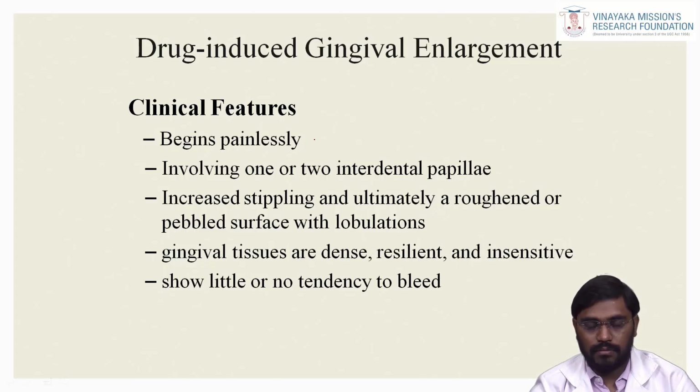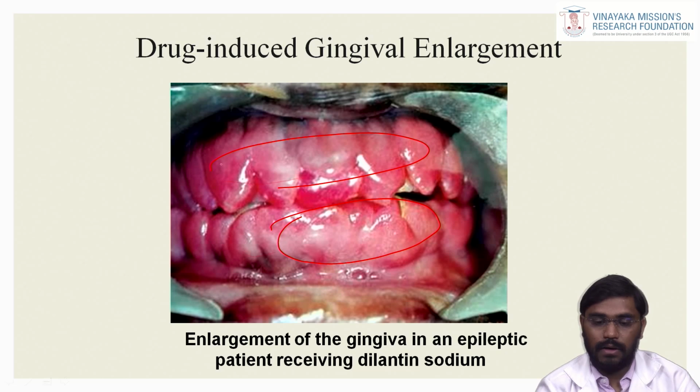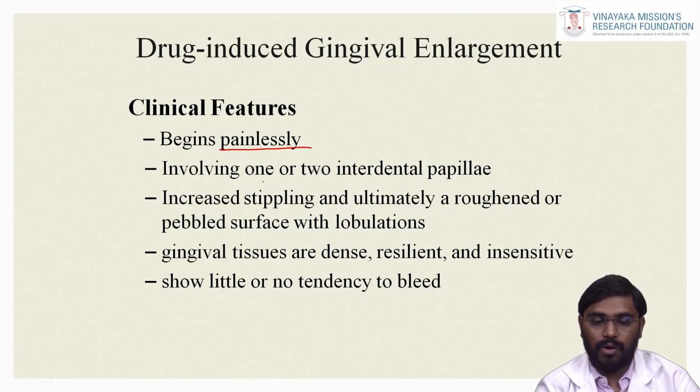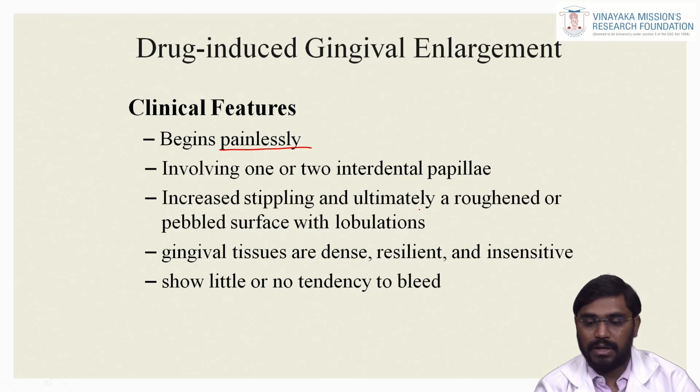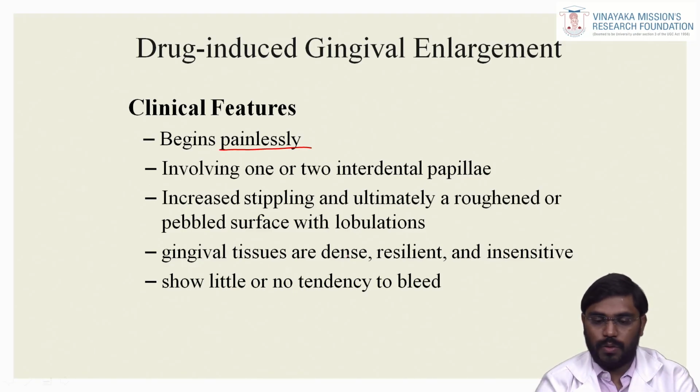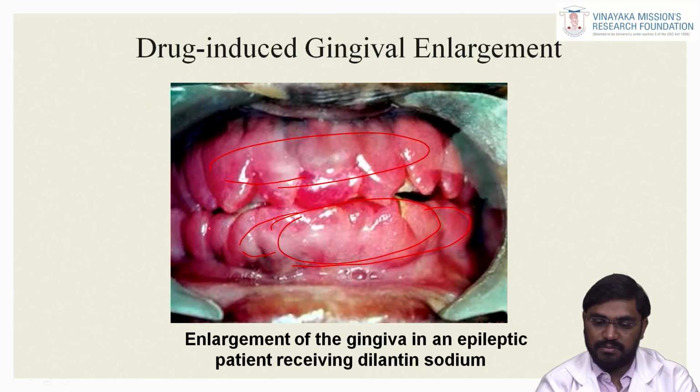Coming to the clinical features, it is painless. As you can see in the clinical picture, it is overgrown but painless, involving one or two interdental papillae, with increased stippling and ultimately a roughened or pebbled surface with lobulation. Gingival tissues are dense, resilient and insensitive. It shows little or no tendency to bleed. So, it has overgrown, it is painless and it does not bleed.